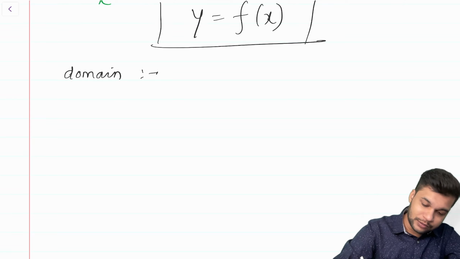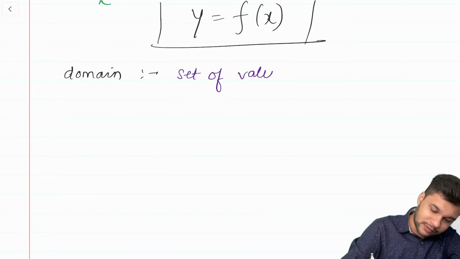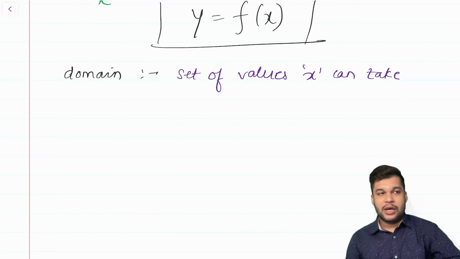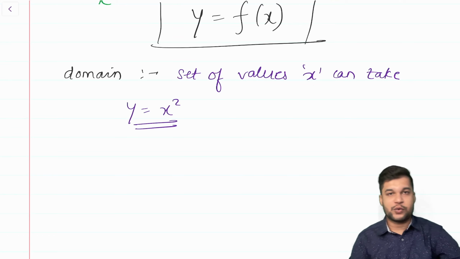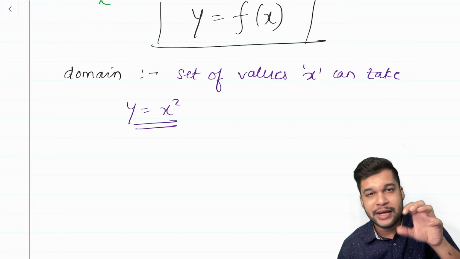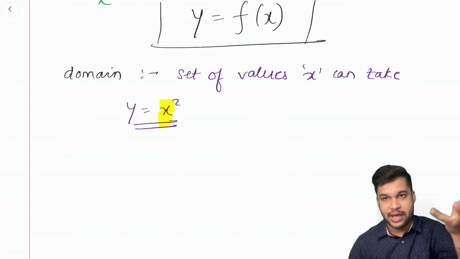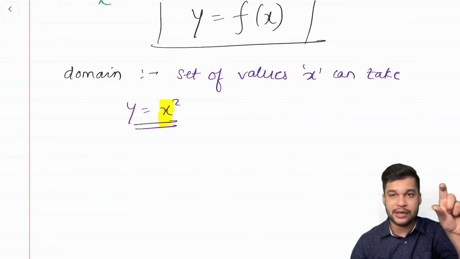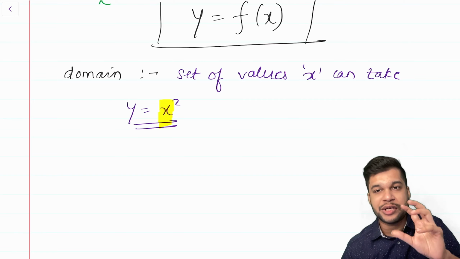Set of values X can take or X can have, whatever you want to write. For example, let's say you have a function y = x². So what all values are allowed inside X? Can I write -4? Yes. Can I write -2? Yes. Can I write -1? Yes. Inside X, can I substitute 1, 2, 3, 4, 5? All these numbers? Yes. So if you observe here, there is no restriction on X, right?